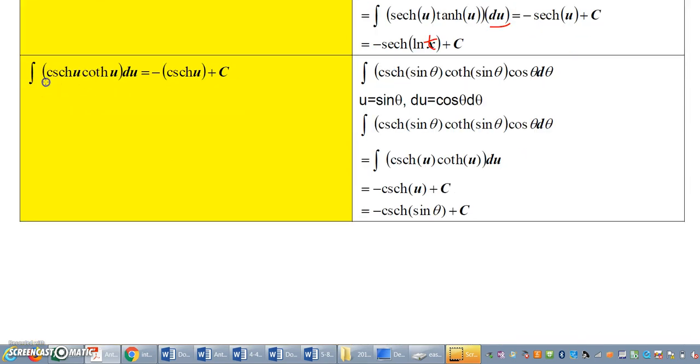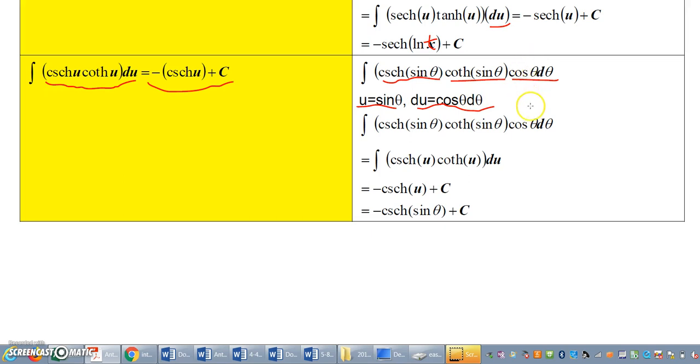Okay, there's one other formula. We have hyperbolic cosecant of u times hyperbolic cotangent of u du, and that integrates to minus hyperbolic cosecant of u plus a constant. Well, here I've given you the hyperbolic cosecant of sine theta times the hyperbolic cotangent of sine theta, and then notice I have a cosine theta d theta out here. Okay, I'm just going to let u be sine theta, and then du is cosine theta d theta.